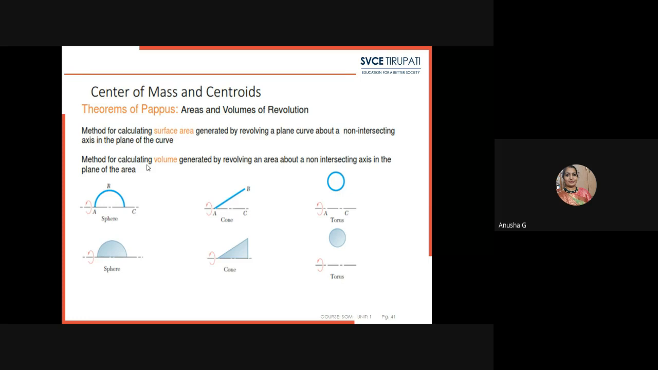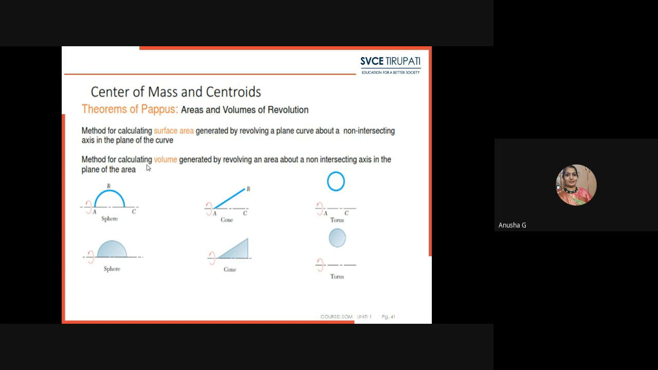The method of calculating a surface area generated by revolving a plane curve about a non-intersecting axis in the plane of the curve is known as Pappus theorem, the area method. Calculating the volume generated by revolving an area about a non-intersecting axis in the plane of the area is known as the volume method. One is the area method, another one is the volume method.